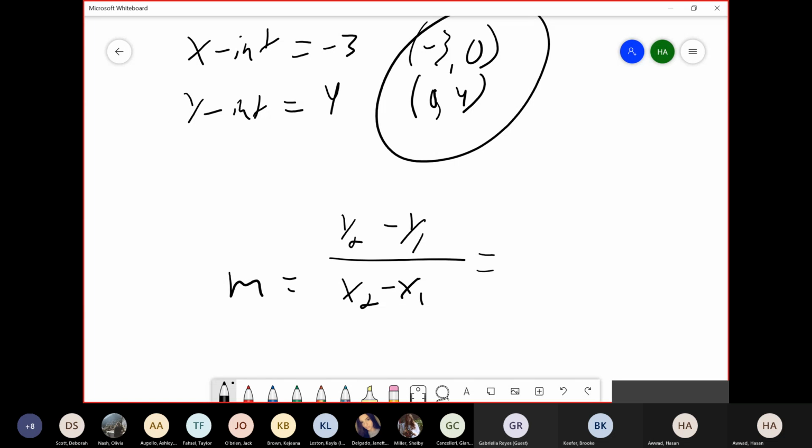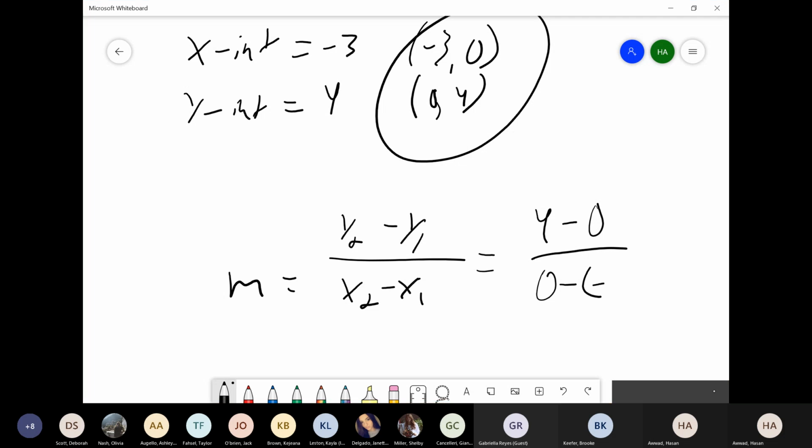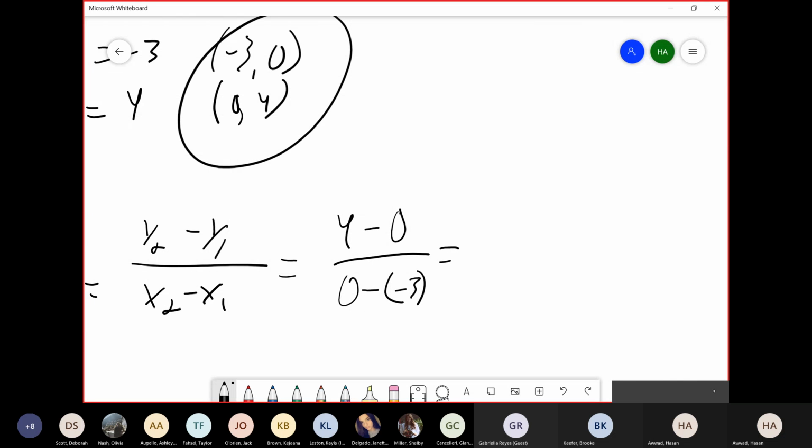So I'm just going to make (0, 4) go first. That means I'm going to have 4 up top minus 0. And down here, I'm going to have 0, the x component of the y-intercept, so 0 minus a negative 3. And that's going to give us 4 minus 0 is 4, and 0 minus a negative 3.